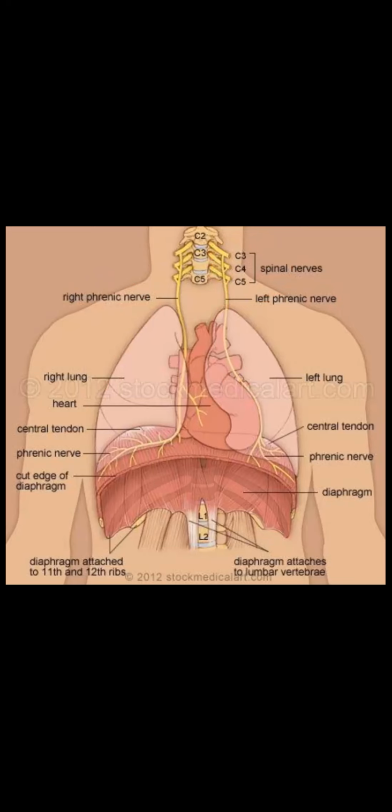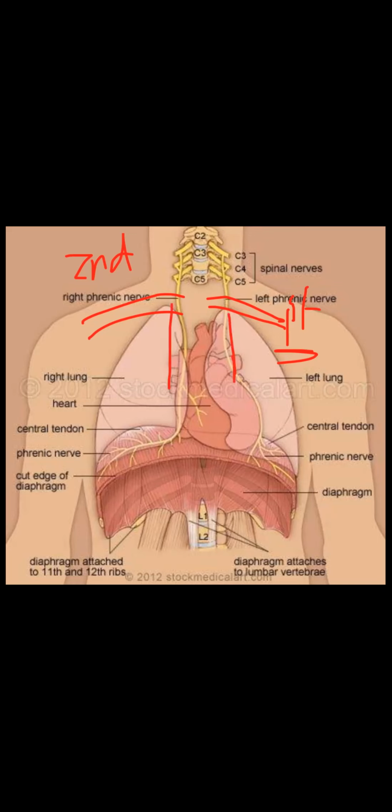On the left side, it is related to the first part of the subclavian artery, while on the right side, it is related to the second part of the subclavian artery. It passes anterior to the scalenus anterior muscle, then it reaches the thorax.